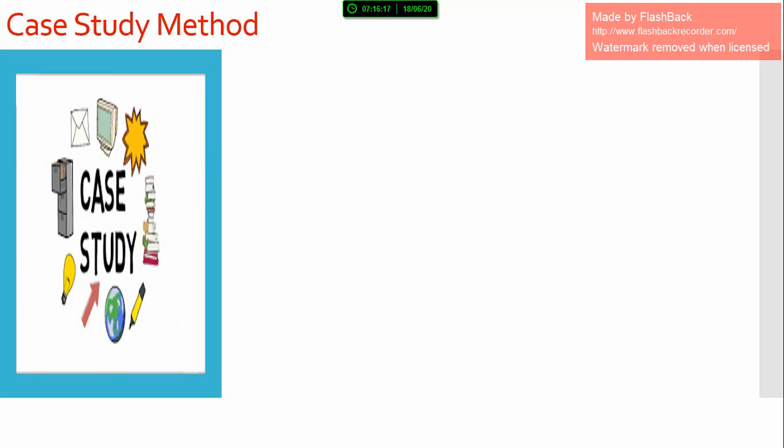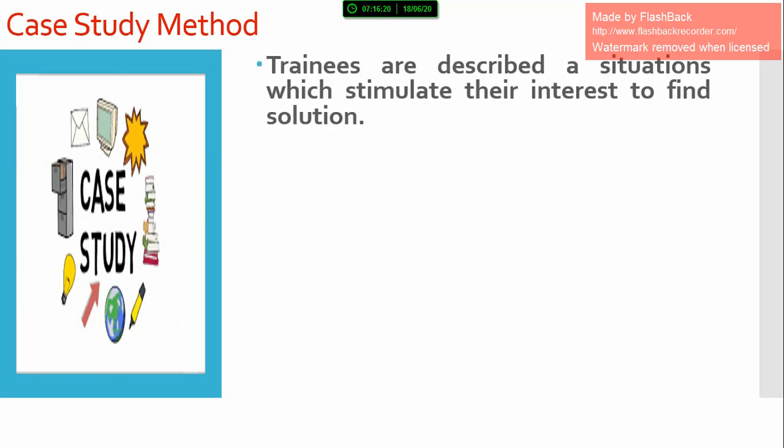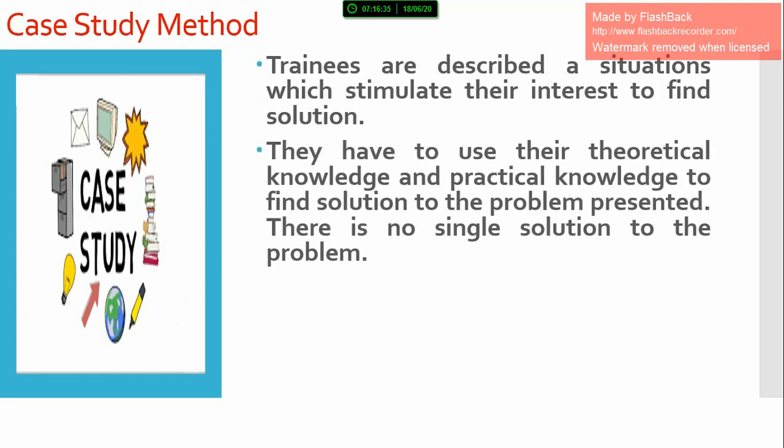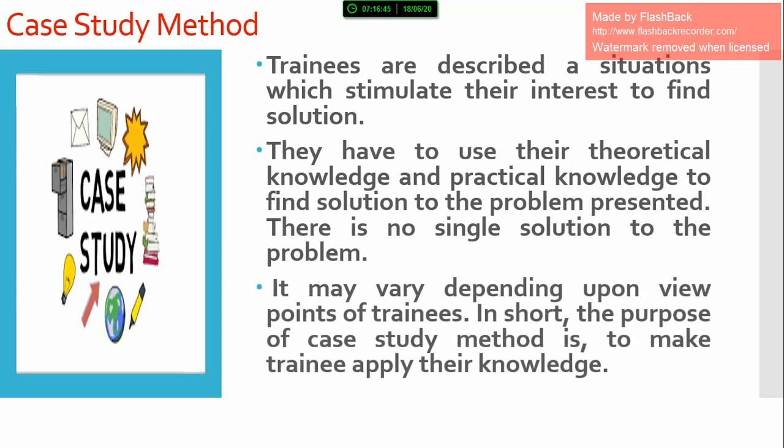And the case study method. Trainees are described a situation which stimulates their interest to find a solution. Here the trainer describes the situation to the employees and asks them to find a solution, and they have to use their theoretical and practical knowledge to finally find the solution. There is no single solution to the problem. It may vary depending upon the viewpoint of trainees. In short, the purpose of the case study method is to make trainees apply their knowledge.